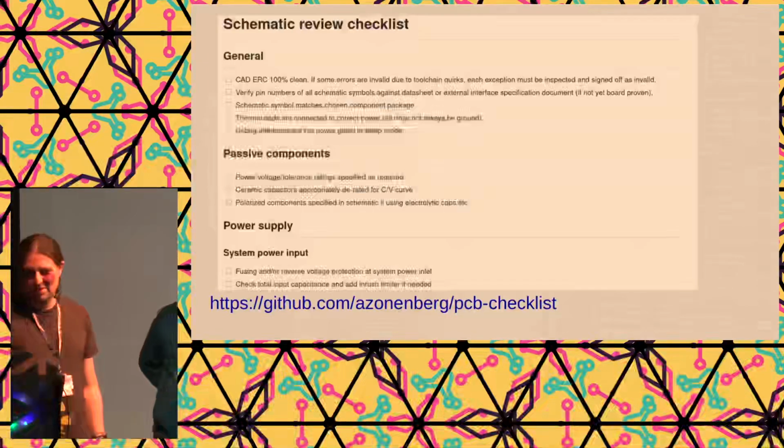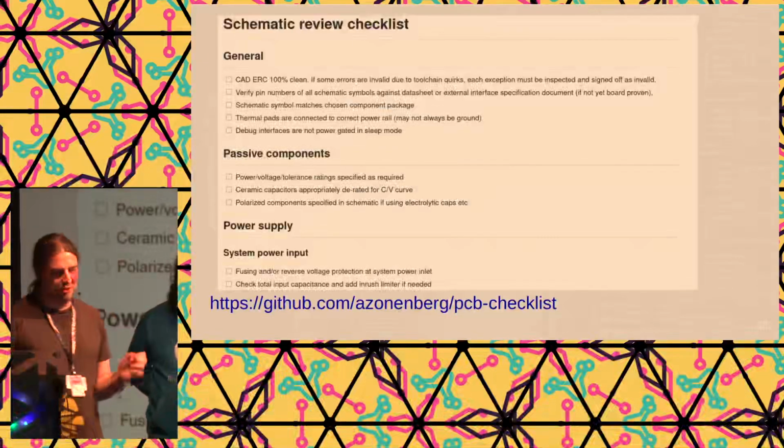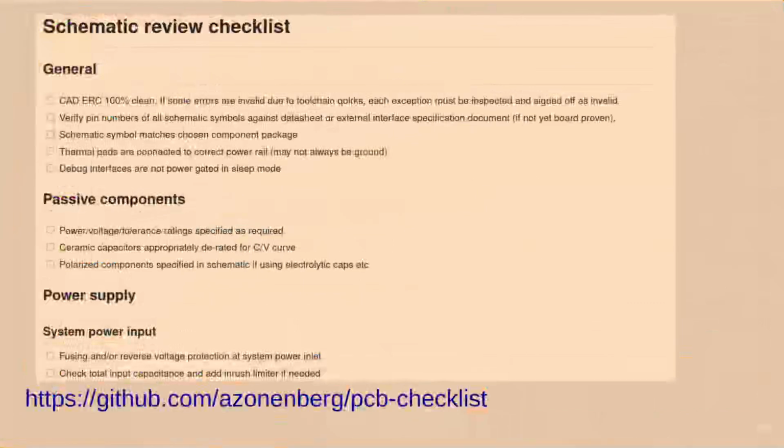Here's an example of just the top of the schematic review checklist. I didn't count how many points are in there, but this is perhaps like a fifth of the complete list, perhaps less. There's one for schematic review and one for PCB review. I highly recommend you check this one out, and if you find something that's not on the list, then open a pull request and ask to add it to that one.